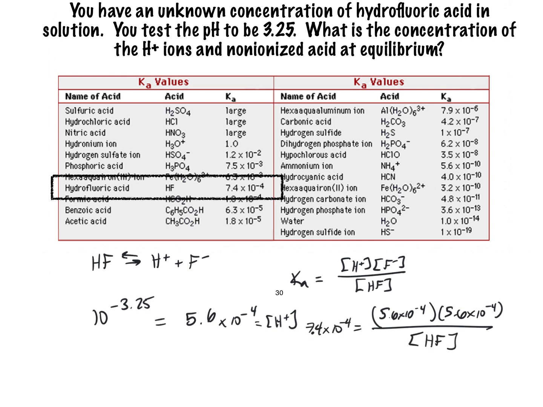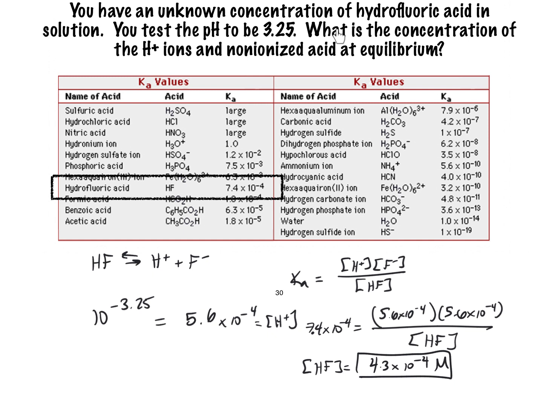So the only thing we're missing here is the denominator, the HF concentration. So with a little bit of algebra, you can rearrange this, and you get a final answer of 4.3 times 10 to the negative fourth molarity. If I rearrange this algebraically, the HF goes up here, and the 7.4 times 10 to the negative fourth goes down here, and I do this times this divided by 7.4 times 10 to the negative fourth, and that's how I got that answer. So now I can answer my two questions.